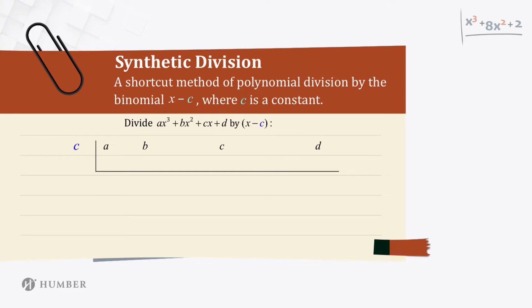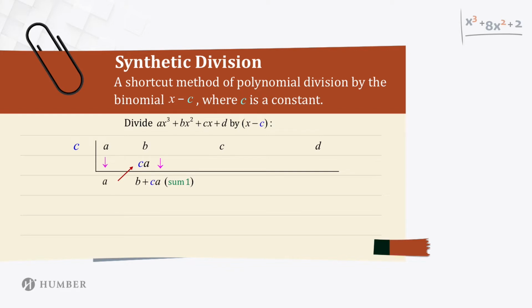For the second step, bring the a value down. Then we multiply that a value by c and place it in the next column as shown. Then add down to get the sum of b plus ca. We call this sum 1.